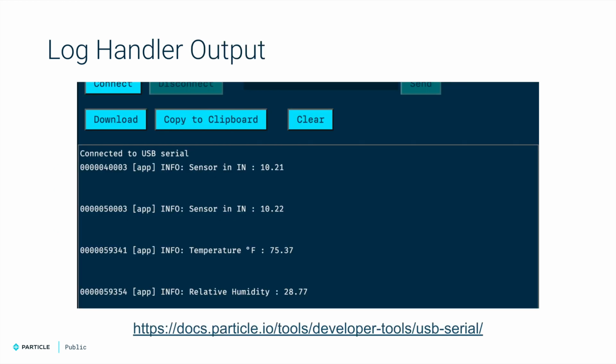Here's an example of the logger output. You can see that these are info level messages giving us relevant information about this application. Note that this is using our USB serial debug tool found at the link shown below, but you can also get this same output directly from Workbench as well. Now let's review the implementation of the logger class in our counter application.